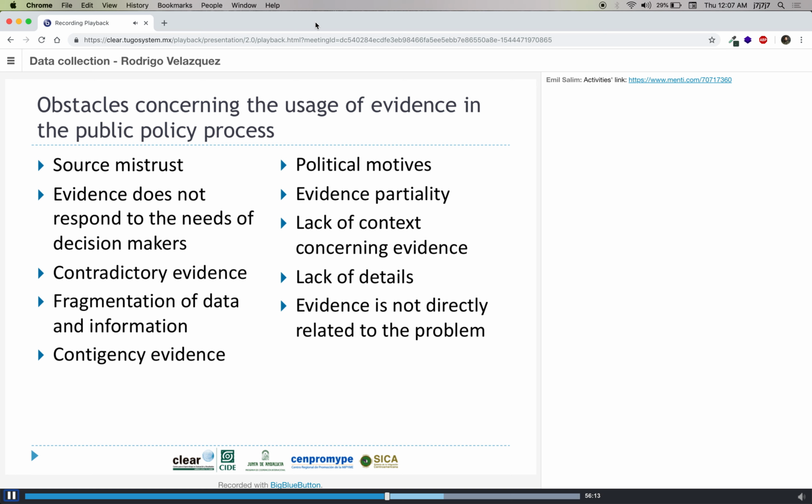The other thing has to do with fragmentation of data and information. So many times we have information, but maybe this is fragmented. So decision makers cannot see this in a concrete way. So of course they are not going to include this.